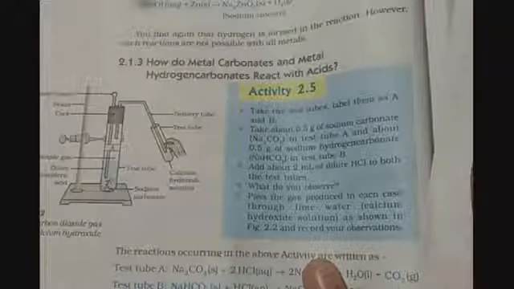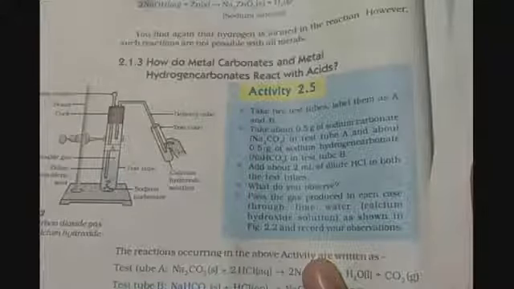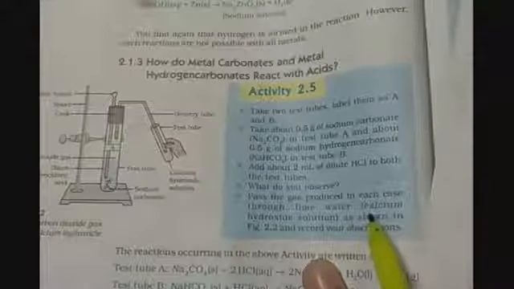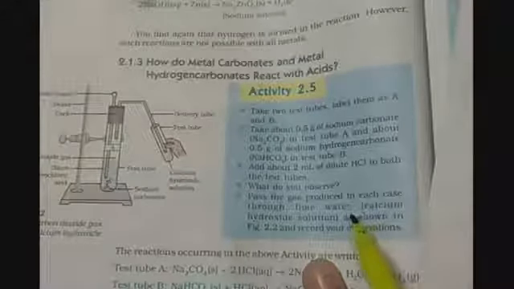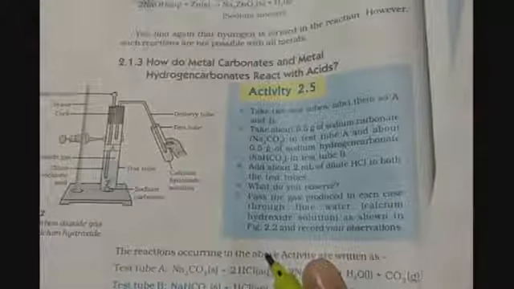So we'll see that there is some kind of gas production, the reaction is taking place, and whatever gas is produced in this reaction, we have to pass this gas produced in each case through lime water, that is calcium hydroxide, Ca(OH)2. Then we have to see what kind of gas is produced.